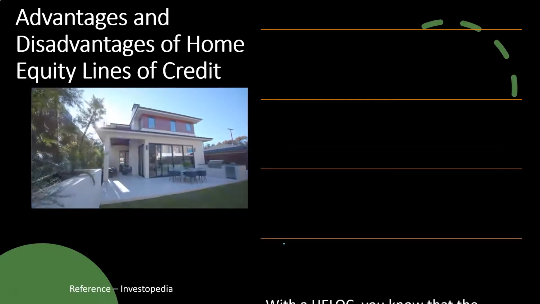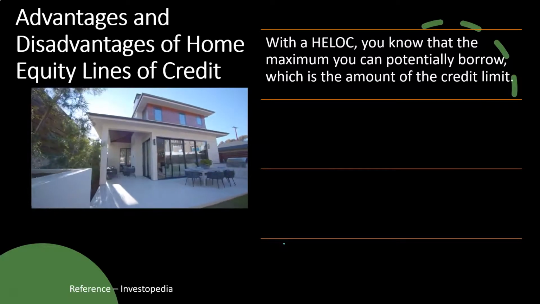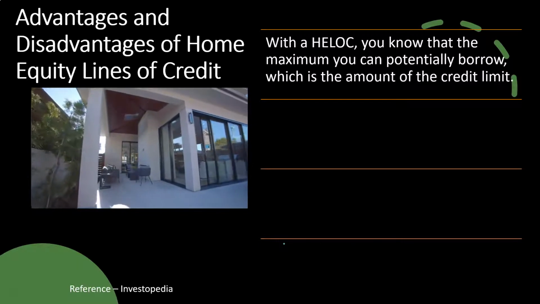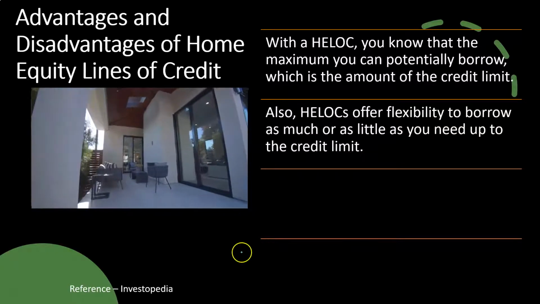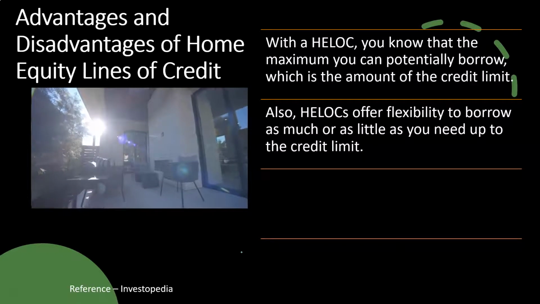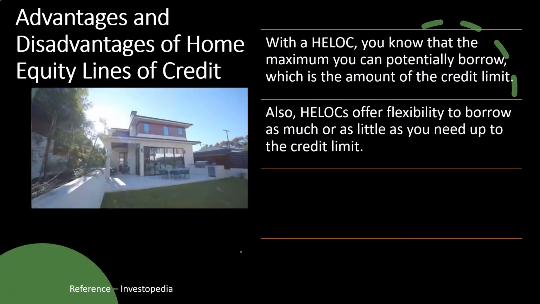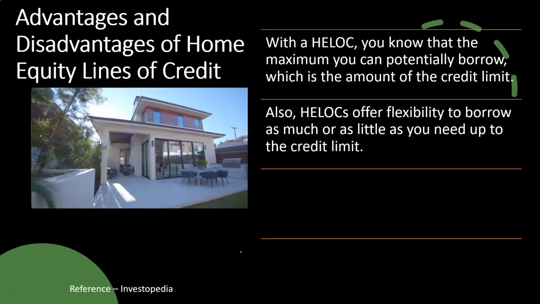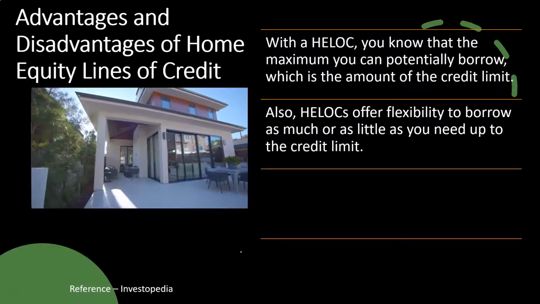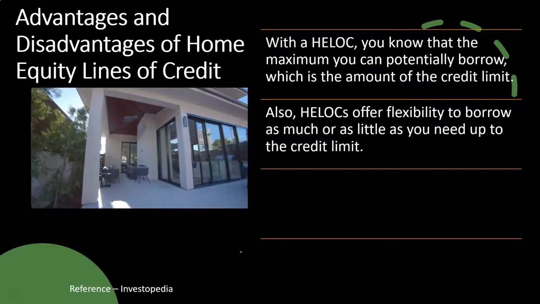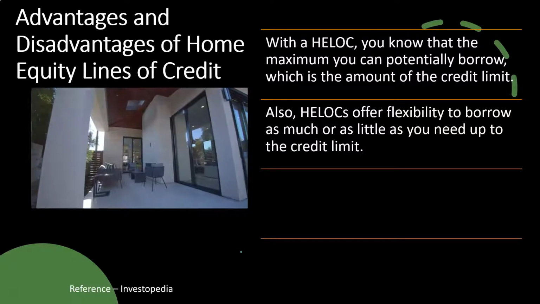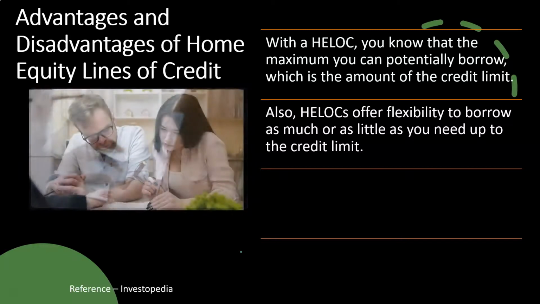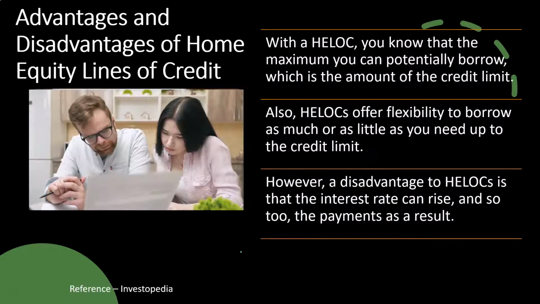Advantages and disadvantages of home equity lines of credit. With a HELOC, you know the maximum you can potentially borrow, which is the amount of the credit limit. So you know your limit there. Also, HELOCs offer flexibility to borrow as much or as little as you need up to the credit limit. That's one of the major advantages for many people. If they're saying, I want access to the equity in the event of an emergency, but possibly not taking the money out right now because I don't need it right now, but I want the ability to access it if I do need it, as kind of an insurance plan or something like that. That's one option you might use it for.